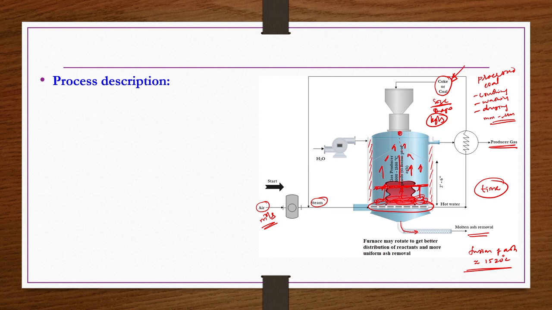Now, that particle comes through, and let us say it does not react properly, if it is not able to burn by the time it reaches the bottom of the reactor, what happens? It will mix with the ash. So, you may be thinking that whatever unreacted carbon or coke is there, you may take it out from the ash and then recycle it, but that is not going to be easy, because this ash is very fine particles, inorganic particles, right.